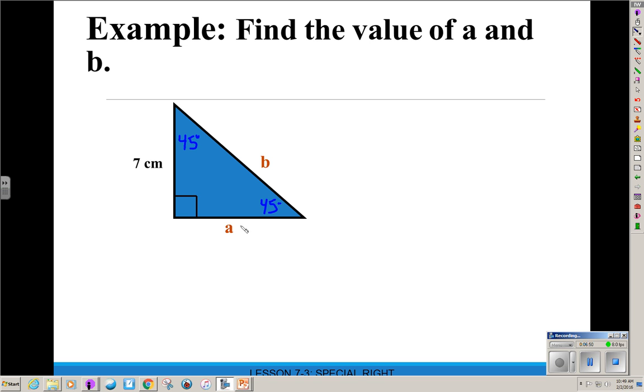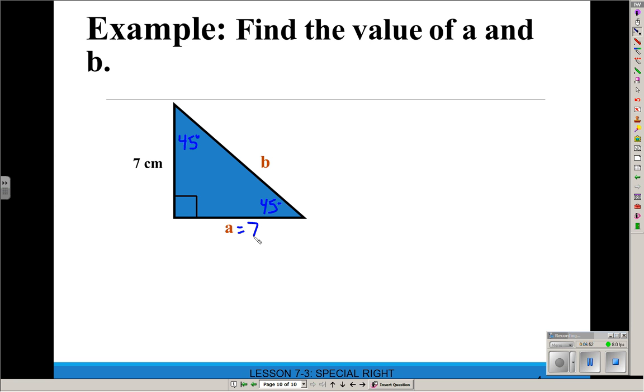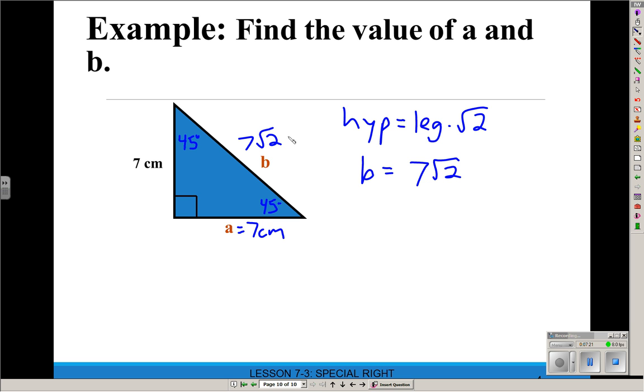So A is simply 7 centimeters. We know that one right off. B is the hypotenuse. So let's use the formula for a 45, 45, 90. Hypotenuse equals leg times the square root of 2. Hypotenuse is B. The leg is 7 times the square root of 2. And there we go, 7 square root of 2. Remember, don't punch that in your calculator. It's just 7 square root of 2, and the label is centimeters.